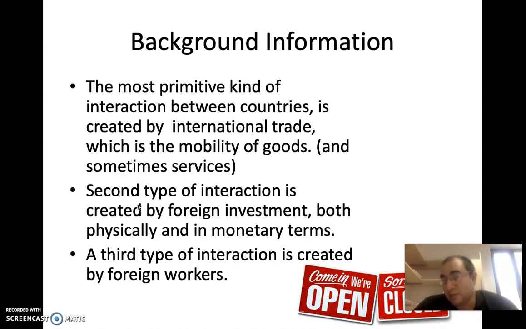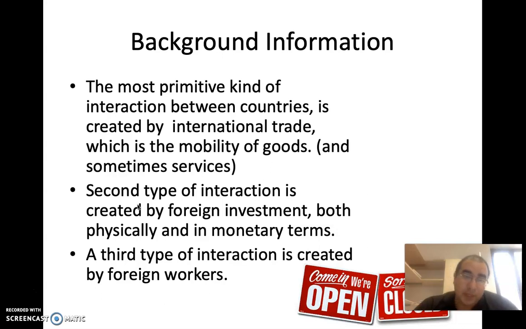Monetary investment is basically that you just use your money, you just bring your money into that country. You don't directly build, open, or rent facilities in that country, or buy inputs of production in that country.